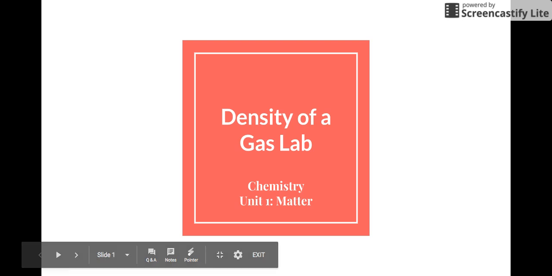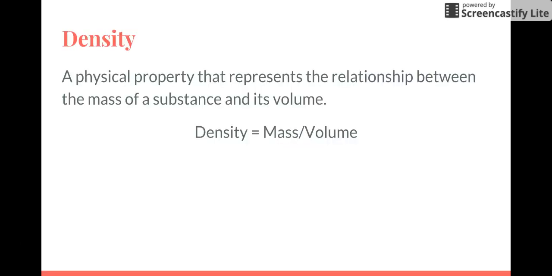Hello, this is the density of a gas pre-lab video. We know density as the relationship between the mass of a substance and its volume. Another way to describe it would be the slope of a mass-volume graph.